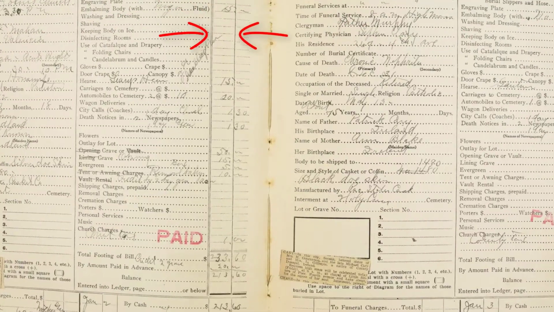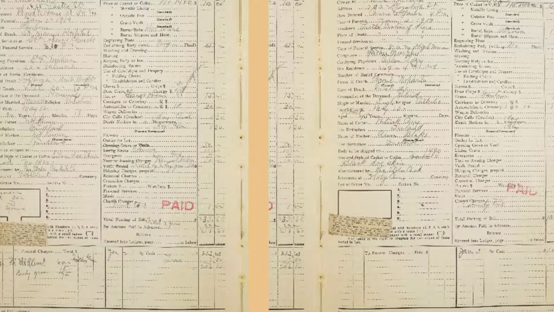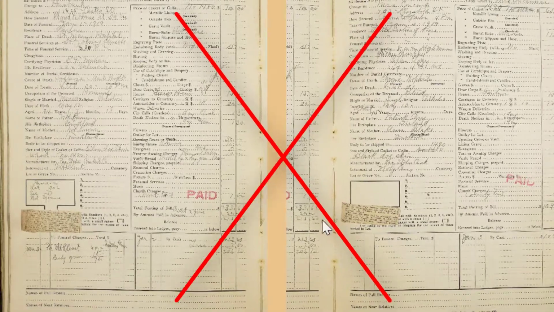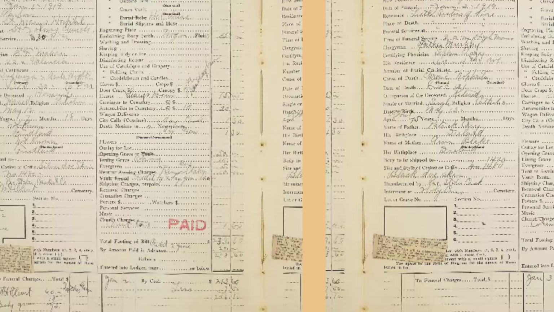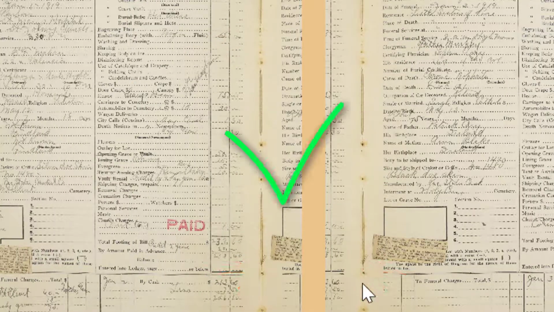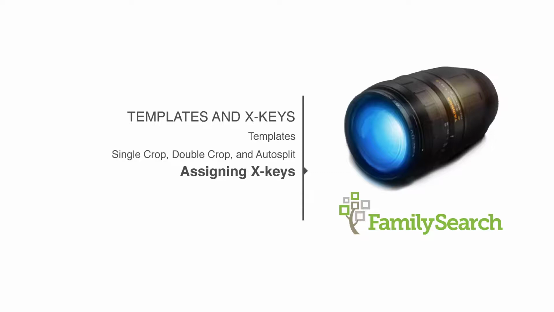Note that if the book has vertical lines anywhere near the gutter of the book, Autosplit might identify it as the gutter and cause the split and overlap to be placed incorrectly. You will need to determine if Autosplit or double crop will be the best way to capture individual pages of books. While you are creating a template, you can assign it to an X key.